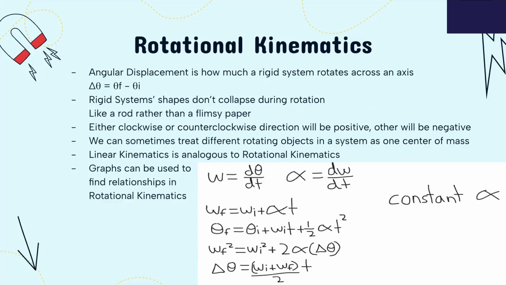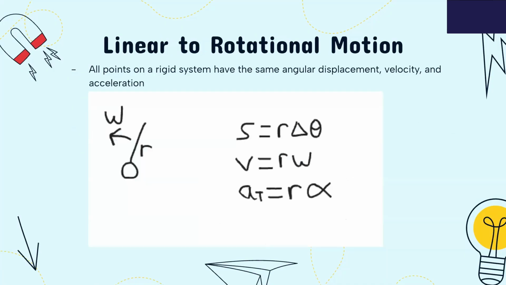Omega, the angular velocity, is analogous to velocity. Angular acceleration, or alpha, is analogous to acceleration. Theta, angular position, is analogous to regular position. All of these equations are just the big four kinematics equations, but in rotation form. All points in a rigid system move with the same angular displacement, angular velocity, and angular acceleration.